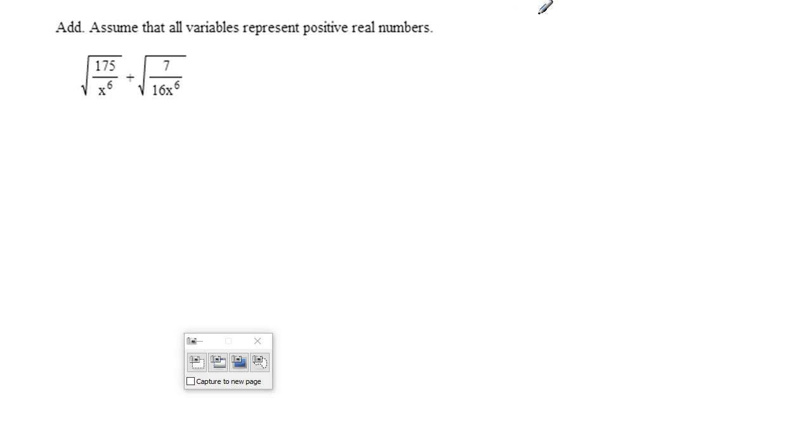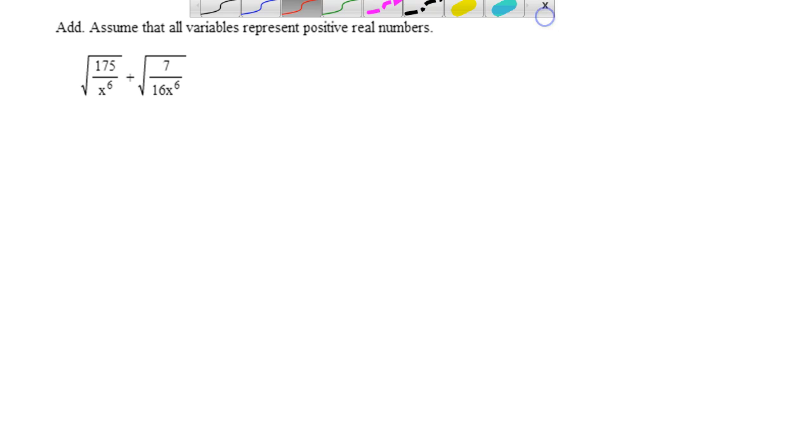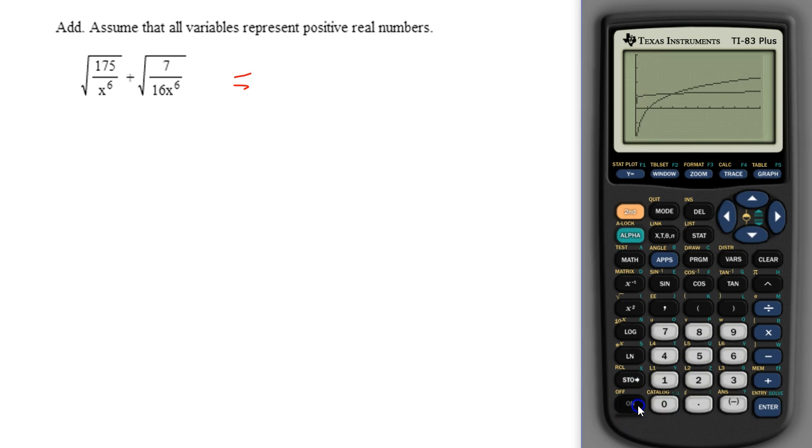Oh, we're supposed to add these two radical expressions. So what we need to do before we add them, let's simplify them as much as we can first and see what we're really dealing with here. Alright, so up top I got a 175 underneath the radical. Now because it ends with a 75, I know that it's divisible by 25, which is a perfect square, and I get a 7.